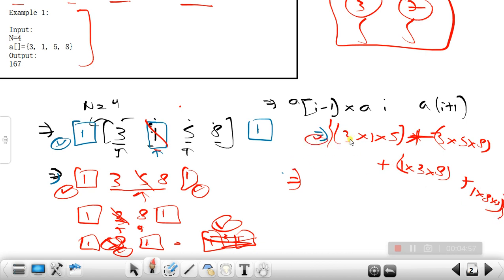Now how many coins are these? I have first of all 15 here. After that I have 15 times 8 is 120. After that I have 24 here. After that I have 8 here. Fine. Now I'm going to add these.